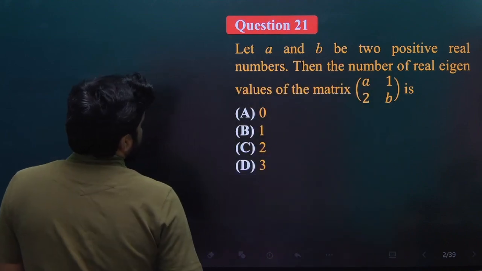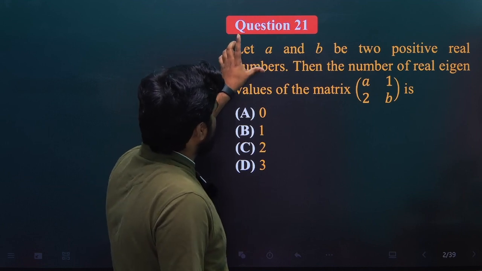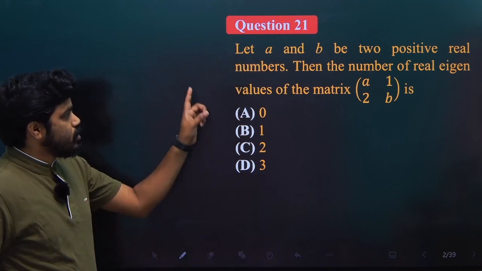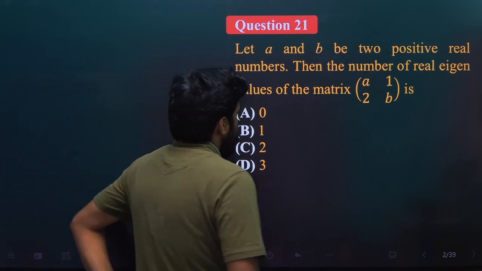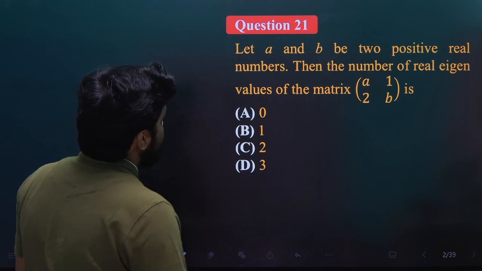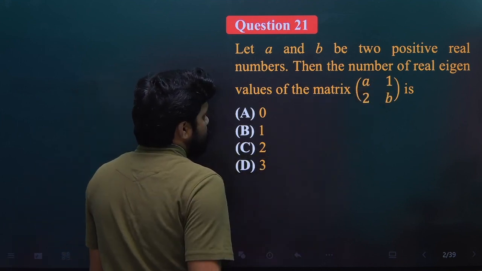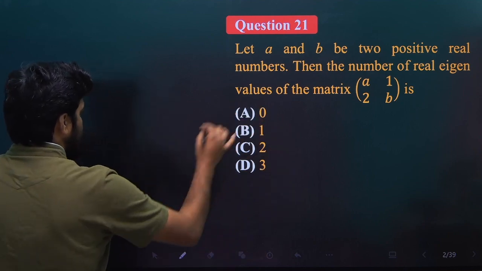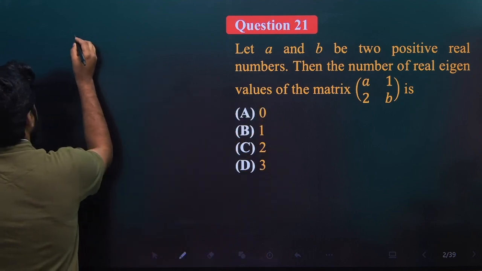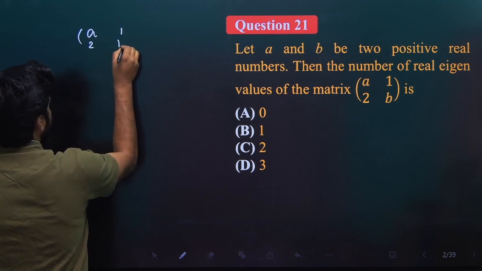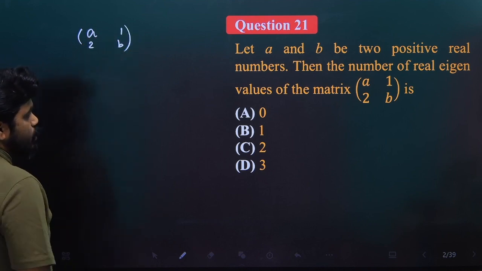Just see, this is question 21, because in the previous lecture we discussed up to question 20, so that's why this is question number 21. Okay, so what is given here? Here it is given that a and b are two positive real numbers, then the number of real eigenvalues of the matrix. So it is a 2 cross 2 matrix, right? It is a 2 cross 2 matrix, that is a 1 2b, right?